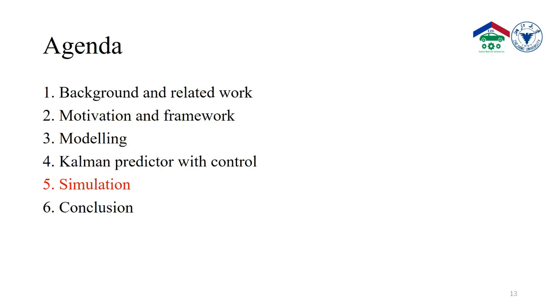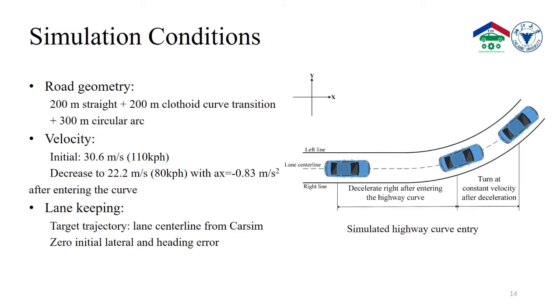To validate our proposed vehicle trajectory prediction algorithms, we carry out a simulation in MATLAB Simulink and CarSim. We take highway cornering as the simulation scenario. To ensure the passengers feel comfortable, the vehicle should decelerate before entering the highway curve. So the vehicle in the simulation is designed to decelerate right after entering the highway curve and turn at constant velocity after deceleration. The driving task of the simulation vehicle is lane keeping, which is tracking the lane center line.